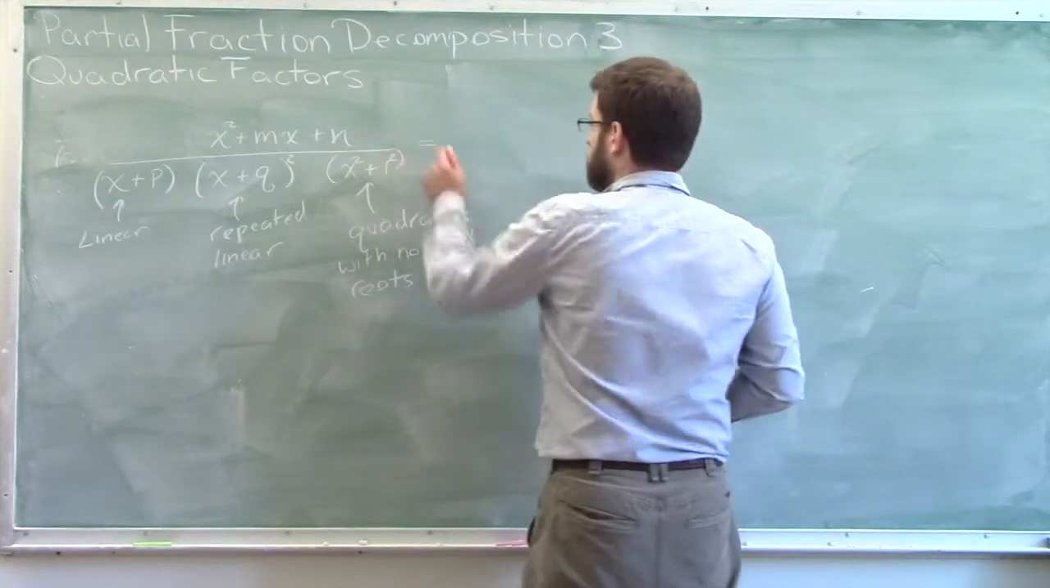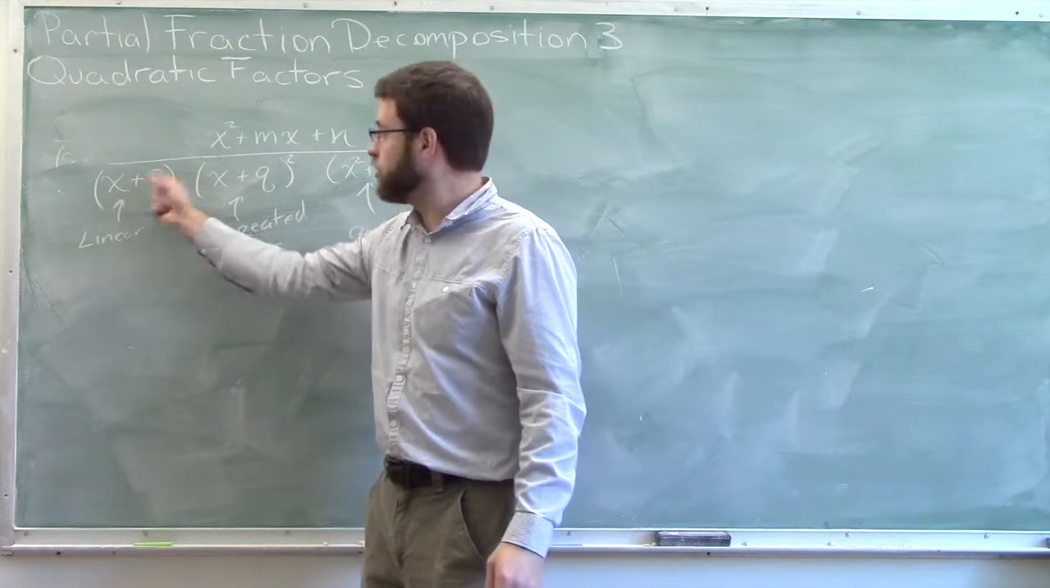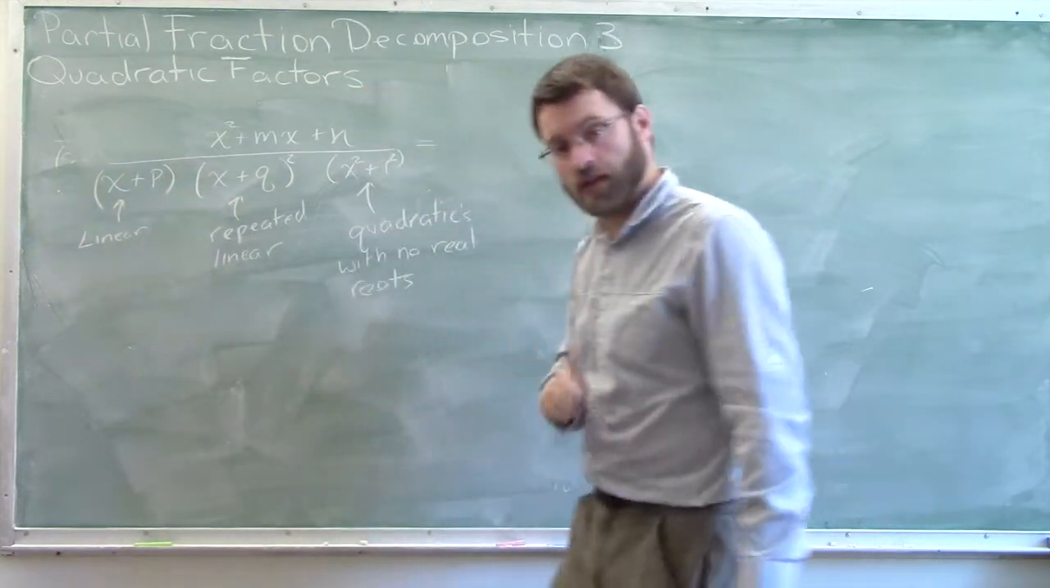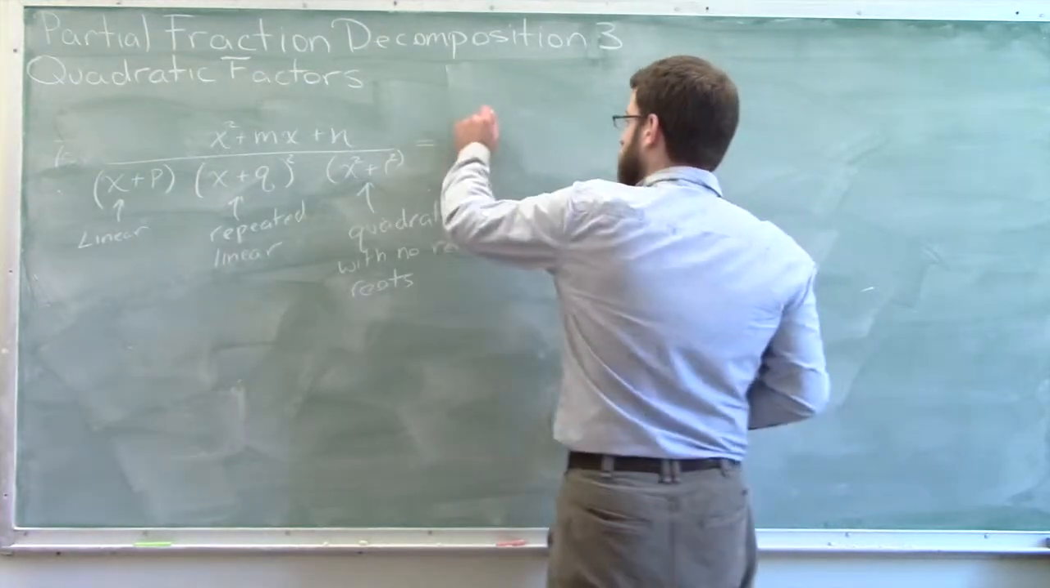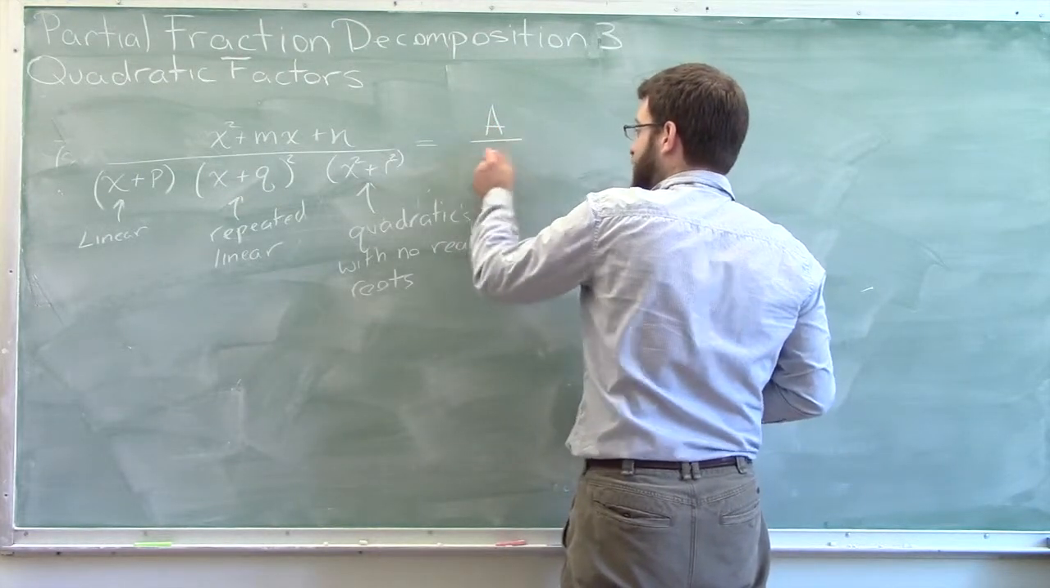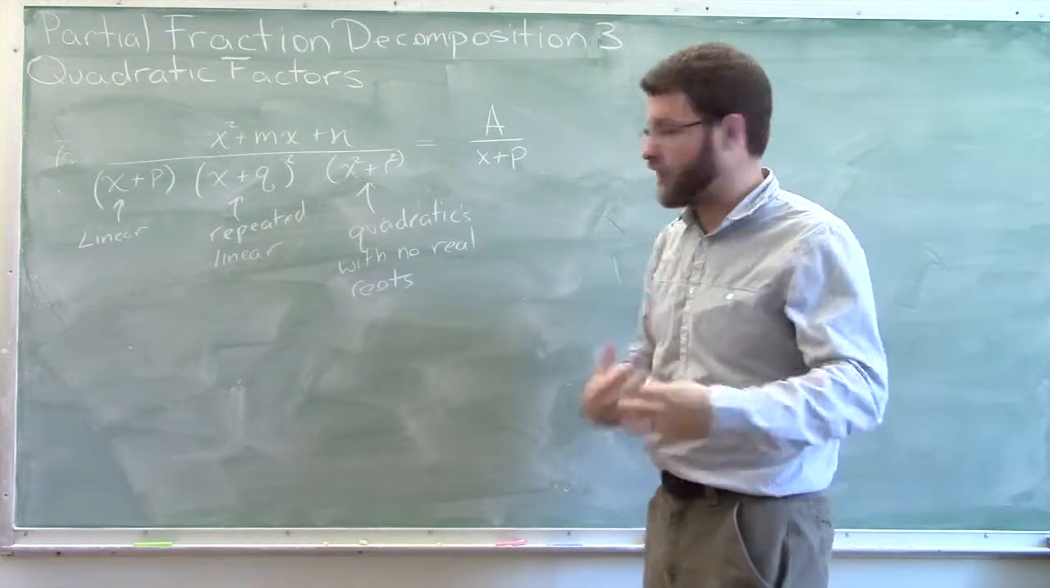So remember that when you see just a linear factor, x plus or minus a number, raised to the first power, that's going to force you to introduce one term in your partial fraction decomposition, which you might write as a over that same linear factor, x plus p, whatever that happens to be.